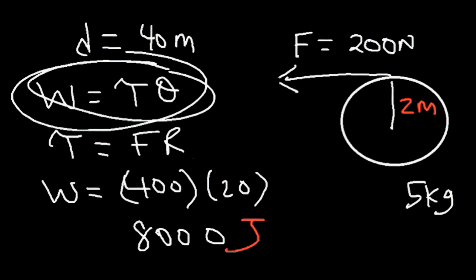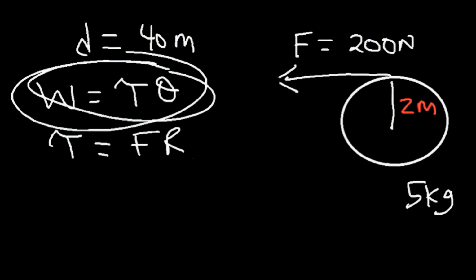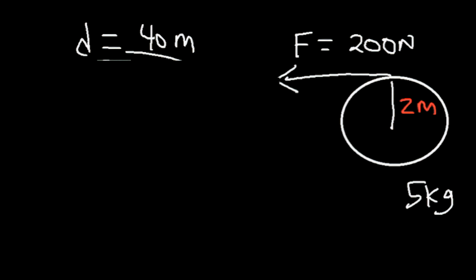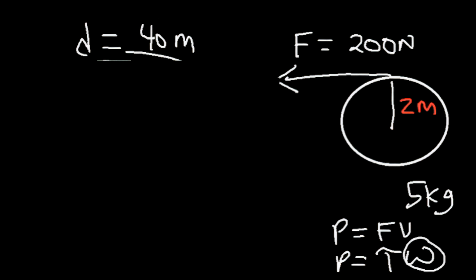Now what about the power? What is the power exerted by this force? So there's two ways in which we can calculate power. Force times velocity and torque times angular speed. Let's use both equations and let's make sure that we get the same answer. So how should we begin? We know the force and we know the torque. What we're missing is the angular velocity and the linear or the tangential velocity.